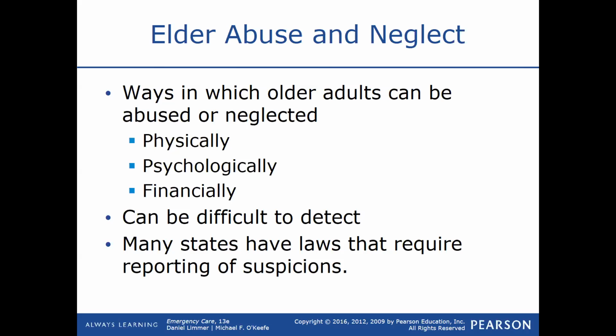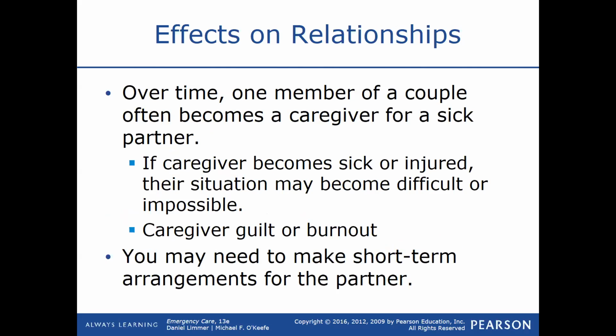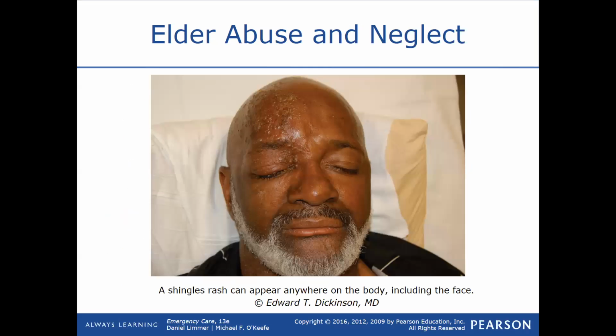Many states have laws that require reporting of suspicions. See, effects on relationships. Over time, one member of a couple often becomes a caregiver for a sick partner. That is true. If the caregiver becomes sick or injured, their situation may become difficult or impossible. Caregiver guilt or burnout. So this is just something to look out for. You may need to make short-term arrangements for the partner.